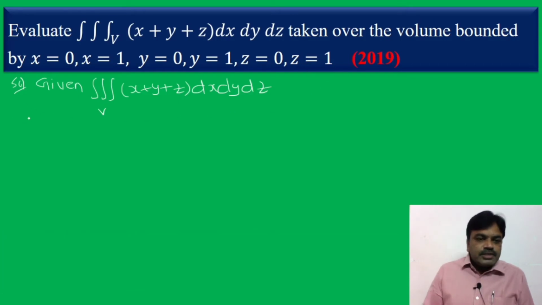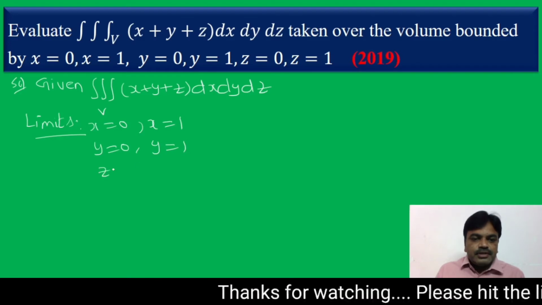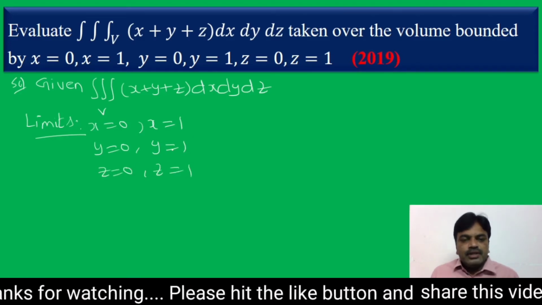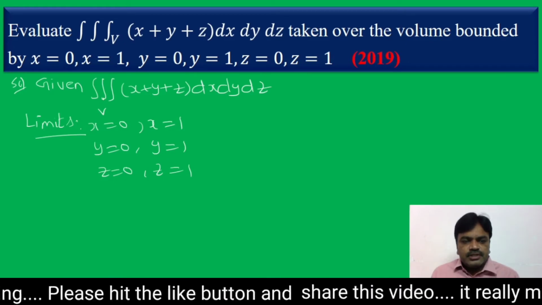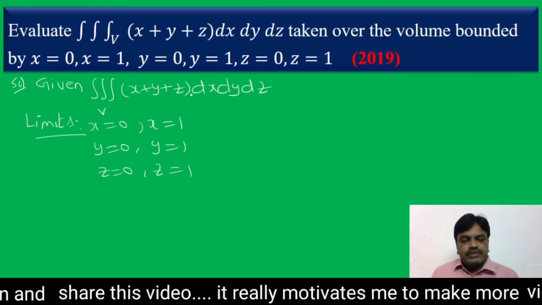So the limits are x equals 0 to 1, y equals 0 to 1, z equals 0 to 1. You simply substitute these limits here and evaluate this integration. We get the value of this integration.